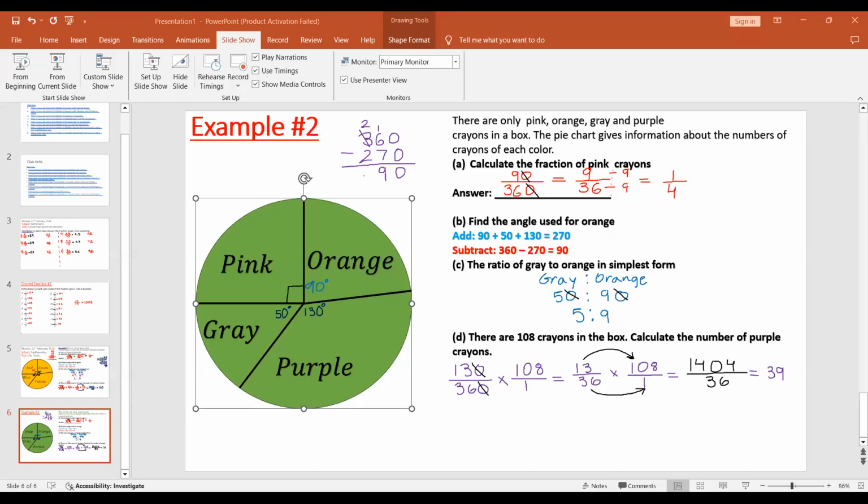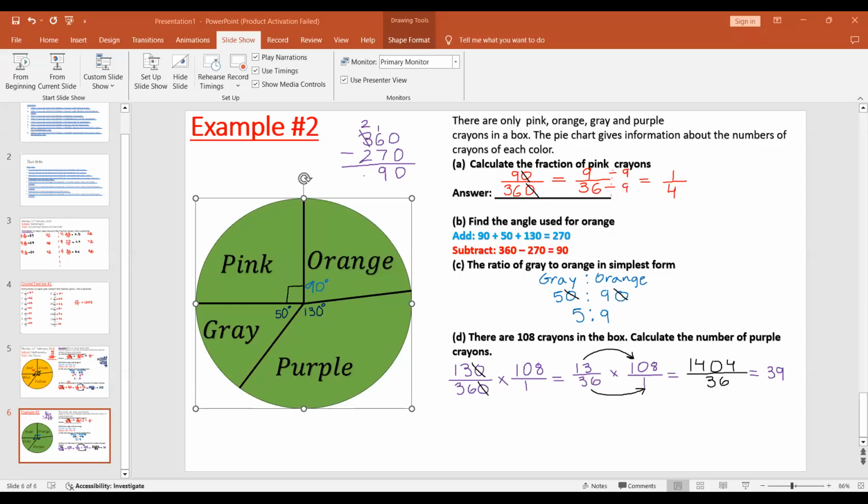Okay, good. Find the angle used for orange. In order to find the angle for orange, you have to add 90, 50, and 130, which gives us 270. Okay, good. Is that it? Or are we done when we get to this? No. What we have to do now is subtract 270 from 360, which gives us 90. Okay, good.